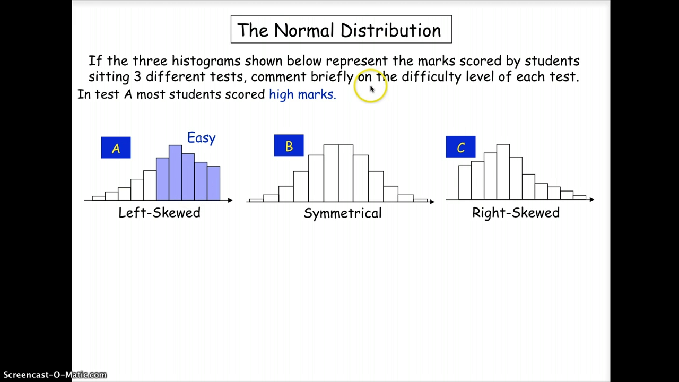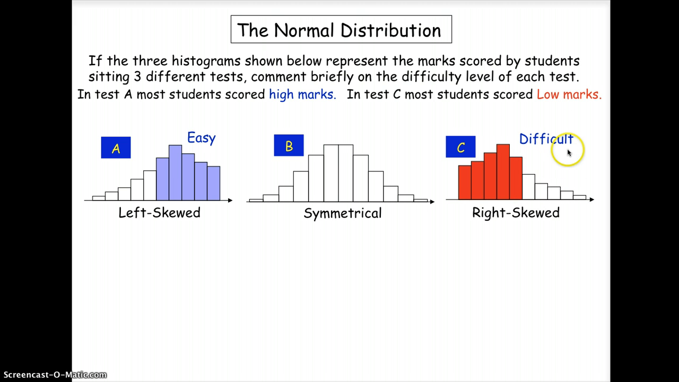Now we're going to jump to test C. In test C, it's the opposite of test A. The bars at the left are high, whereas on the right side, where the scores should be high, the bars are really low. That means that most of the students have low grades. We describe this distribution as right skewed. So in test C, most students scored low marks, and we can also conclude that the test is difficult.